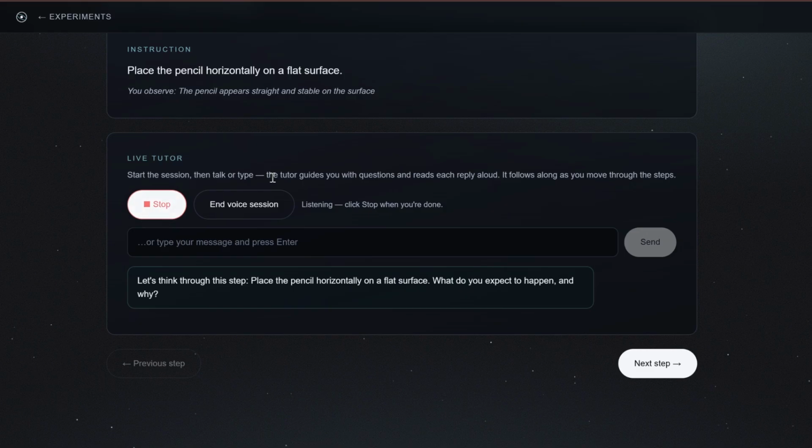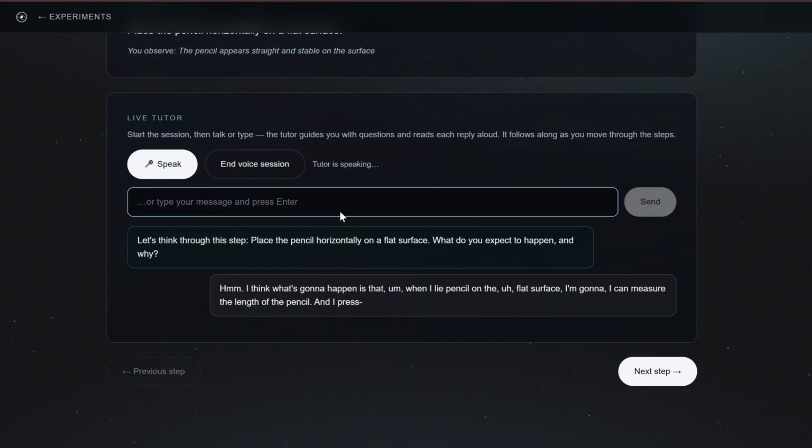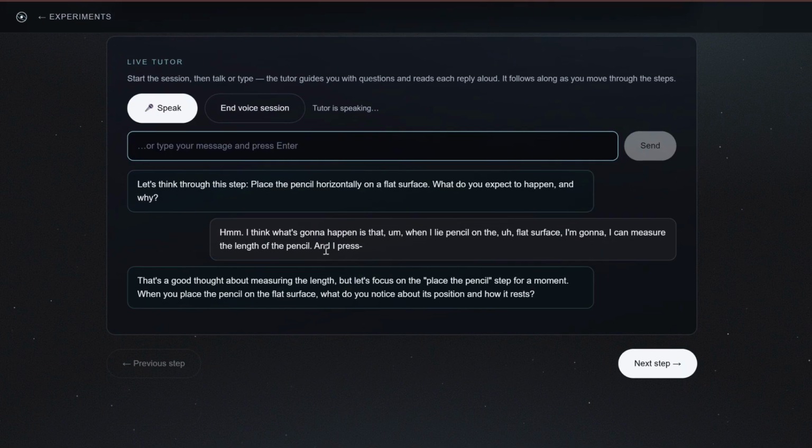I think what's going to happen is that when I lay the pencil on the flat surface, I can measure the length of the pencil, and I press stop. Maybe that didn't register properly. Okay, no worries. It says I didn't actually measure the length, but let's focus on the place-the-pencil step for a moment. When you place the pencil on the flat surface, what do you notice about its position and how it rests?